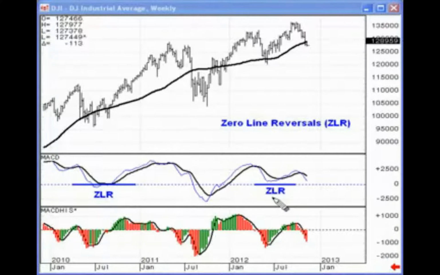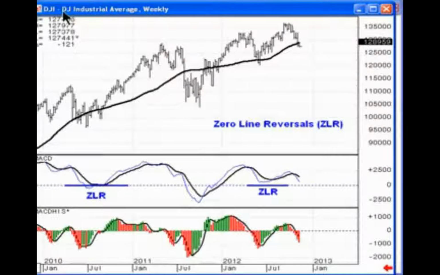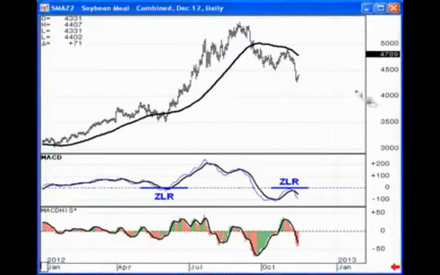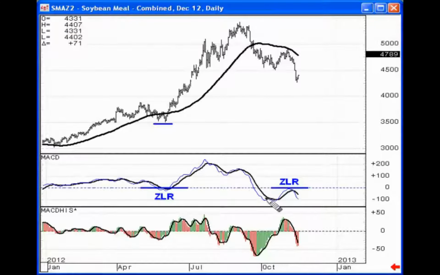Here's another example of a zero line reversal. The good thing about this indicator and the setup, the zero line reversal trade setup, is that it occurs in all markets and all time frames. Here's soybean meal, and here are two very good examples of zero line reversals. Notice in this instance earlier in the year, I believe that was May, June, we saw the MACD and the MACD signal line come back to zero and then reverse. And then conversely on the opposite side, once we got below the zero line, we saw the MACD and the MACD signal line push up to zero and then reverse. That's a bearish zero line reversal.